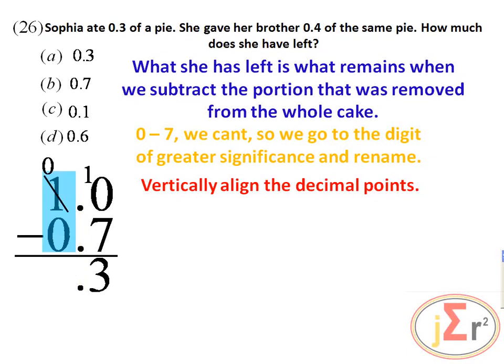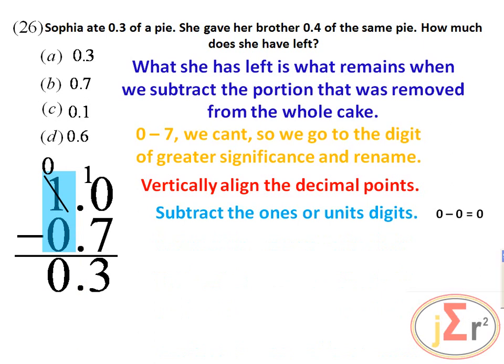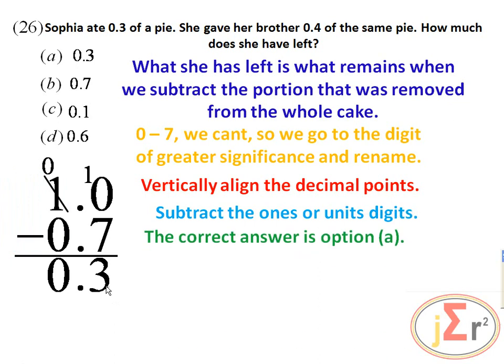And what do we have there? Remember that this one was renamed. So we are saying 0 from 0. And the result is 0. Right. So what do we have left? 0.3 of the cake or the pie, and that is represented by option A. Right. The correct answer is option A.